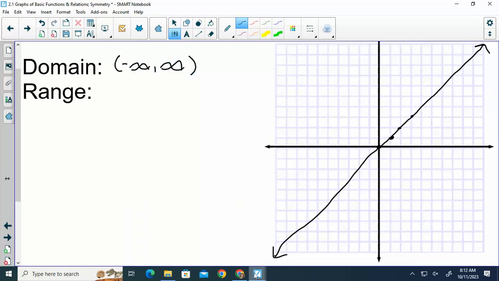Range. As I go from the bottom to the top, what y values do we hit? I didn't ask, but is this function increasing, decreasing, or constant? Increasing from negative infinity to positive infinity. If I asked, where is it continuous? Yeah, it's continuous the whole time. So kind of uninteresting in that point. Everything's negative infinity, positive infinity.